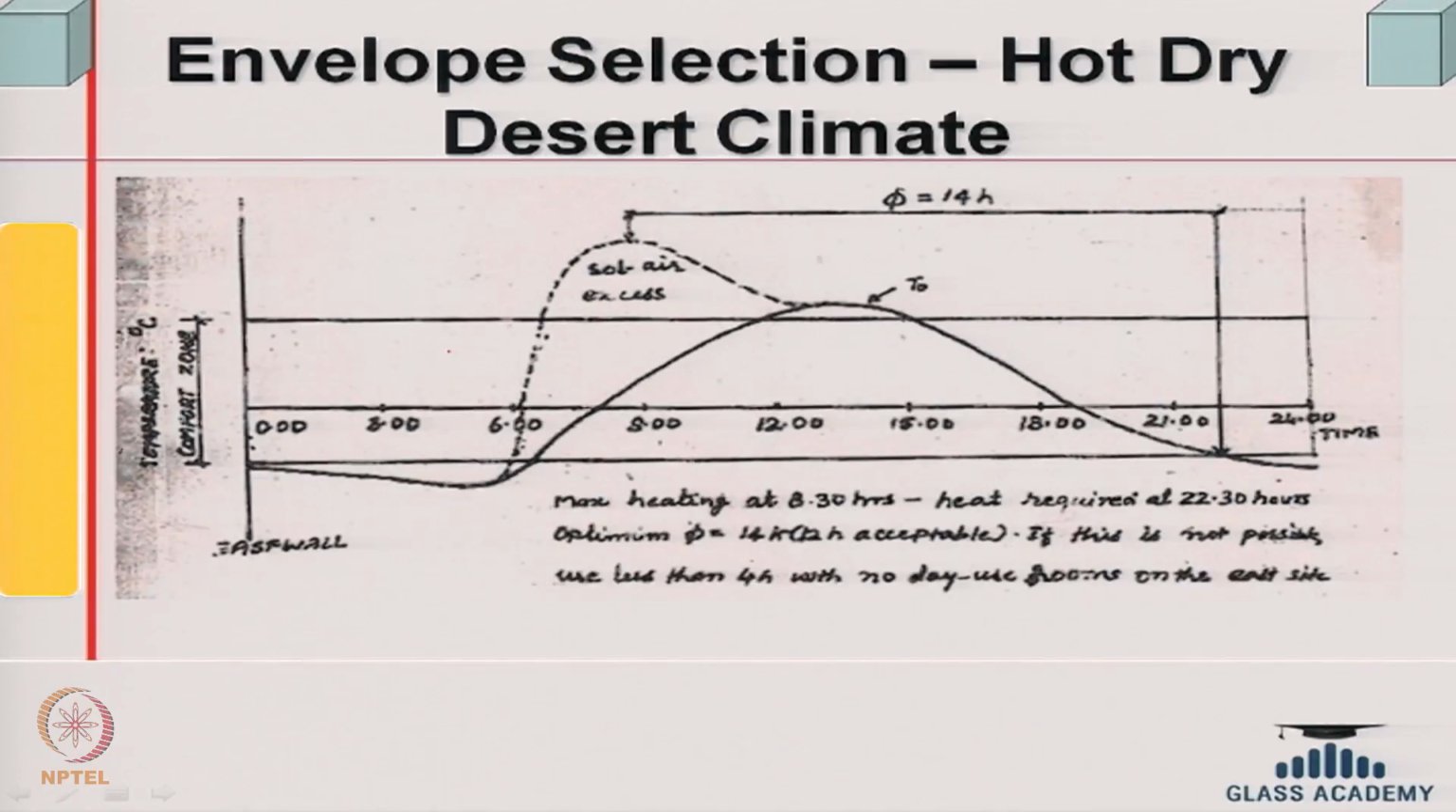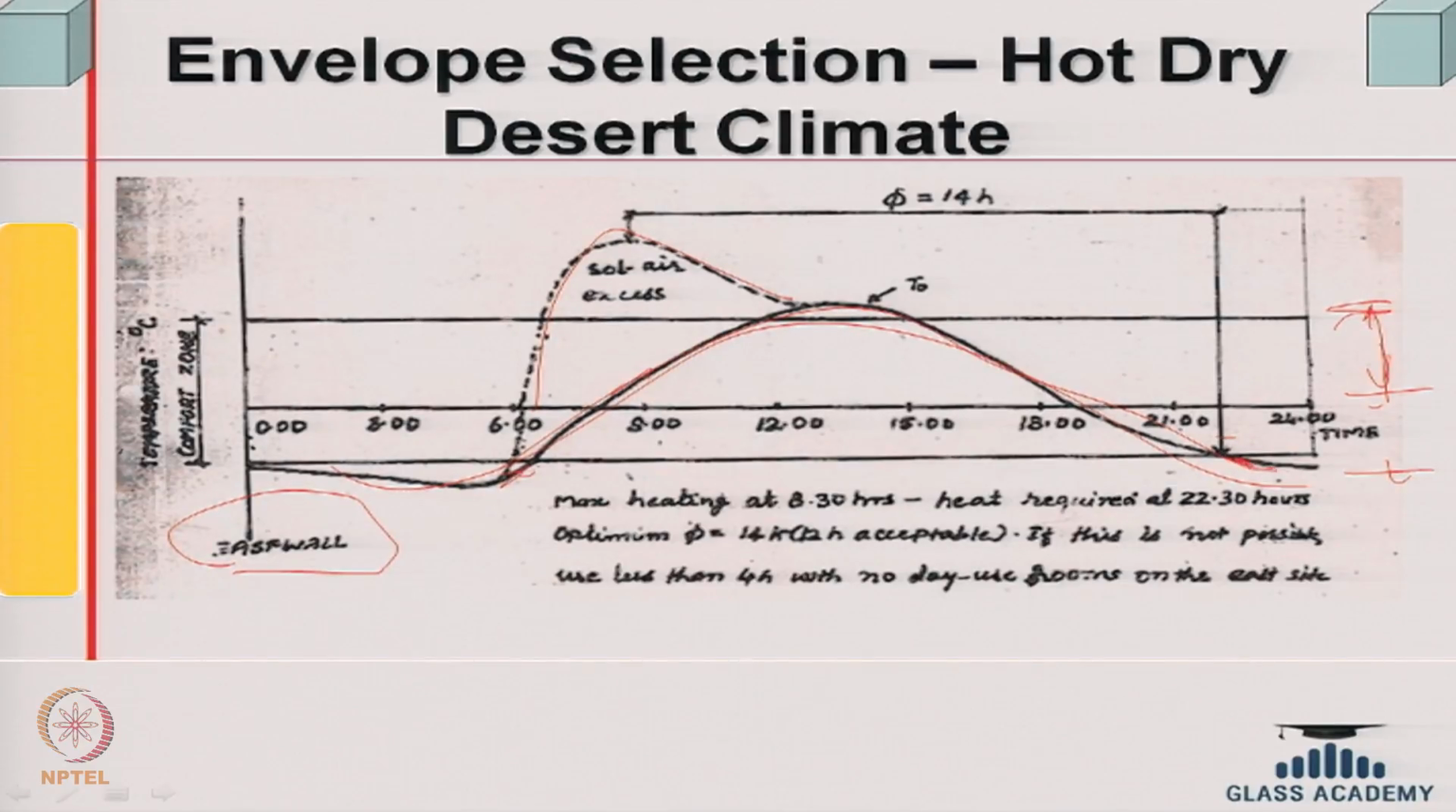Now, in hot dry desert climate, this is shown for an east wall. Now, in the east, this is the diurnal variation, daily variation of temperature, and an east wall receives maximum radiation in the morning. Now, if you can see, this is the comfort zone, this is actually my desirable zone.